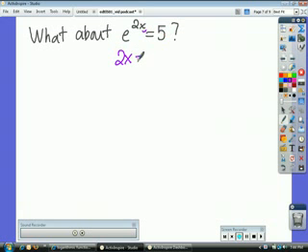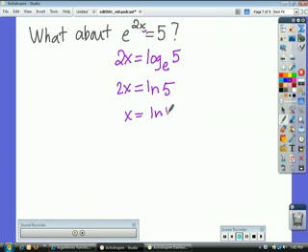2x equals the log base e of 5. Now some of you are going to say, wait, he never wrote log base e, and you're right. Log base e is normally written as the natural log. So this is the equation we have. Now to solve this for x, we simply divide the natural log of 5 by 2. This would be your exact answer. If you're looking for an approximate answer, you can then type that into your calculator to get that approximate answer.